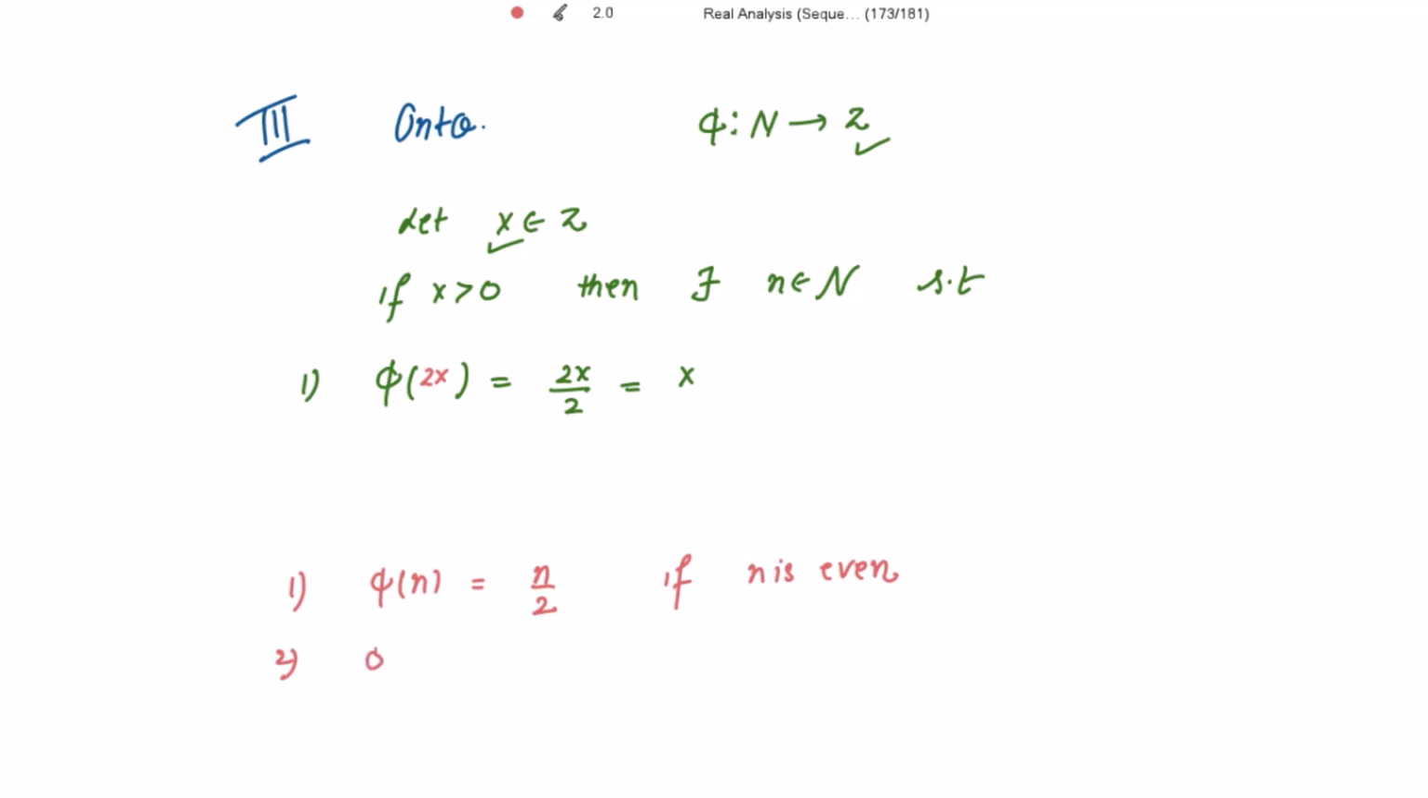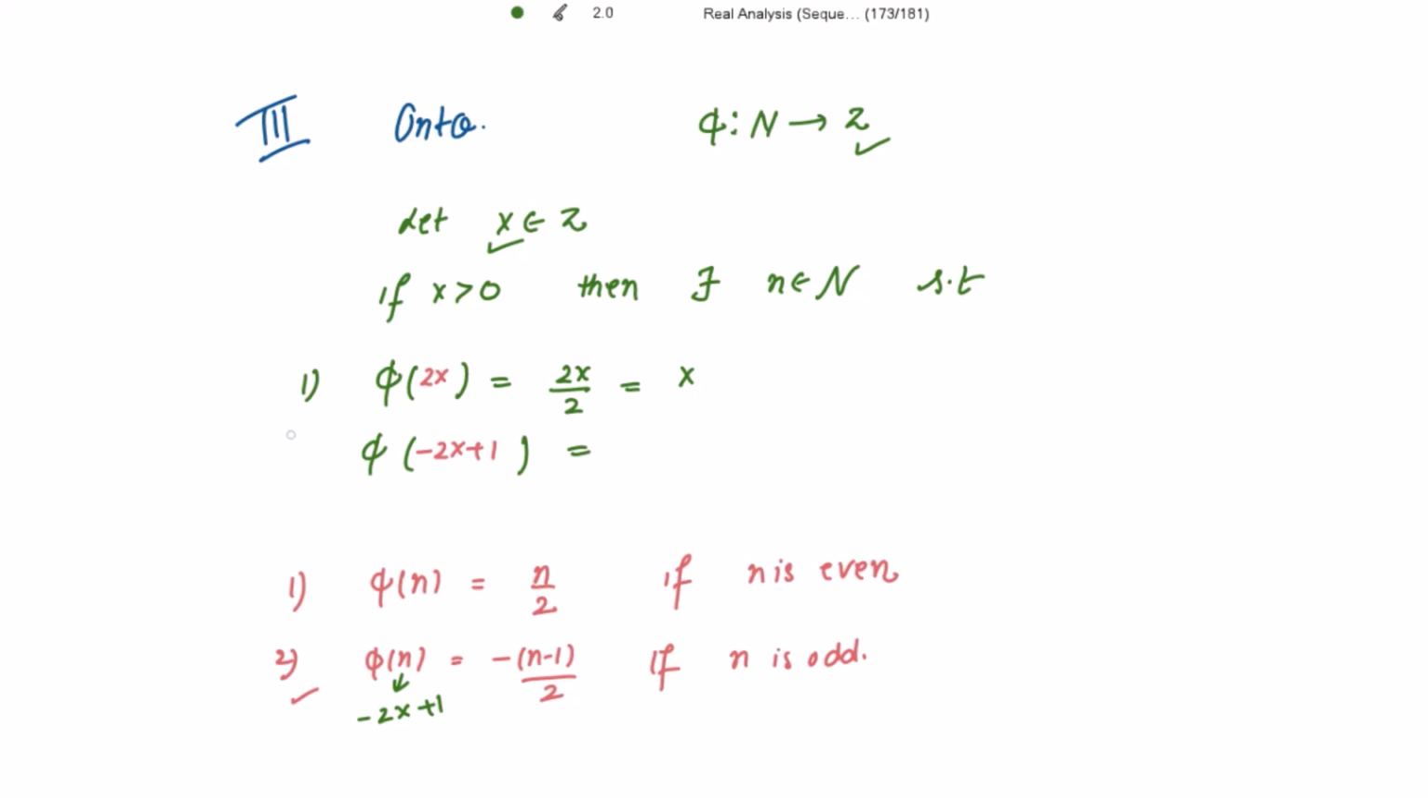Second, phi of n is equal to negative of n minus 1 divided by 2 if n is odd. So I have to also consider the odd case too. What natural number should I take from the set of natural numbers so that phi of that natural number is equal to x? So think about the natural number so that I can get here the value equal to x. Let's take n to be equal to negative of 2x plus 1. So phi of negative of 2x plus 1 should come out to be x.